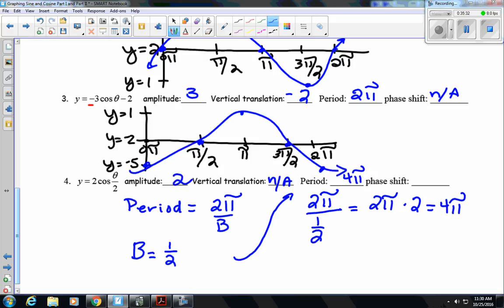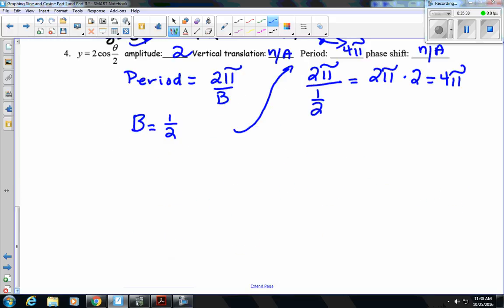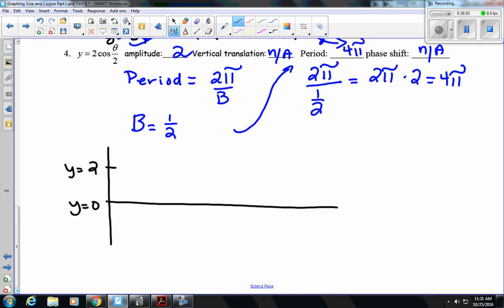All right, what about a phase shift? Not one. Chart grid. Do I have any sort of a vertical translation? No. So where's my midline? Y equals 0. How about an amplitude that I need to apply? Up to, so my max will be at y equals 2, and my minimum at y equals -2.